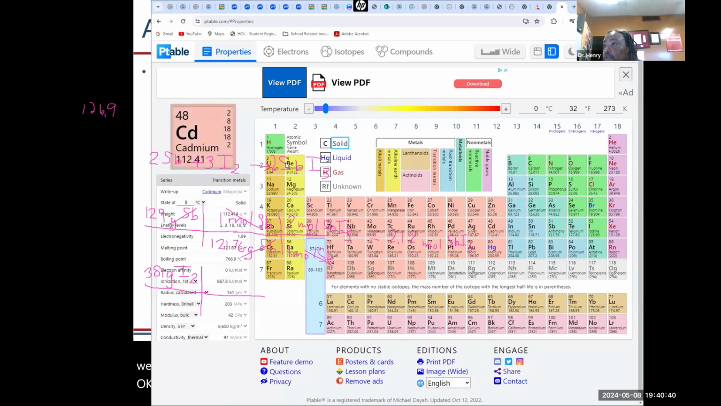Okay. So then we're going to go ahead and use that. 253.8 grams per 1 mole of I2.